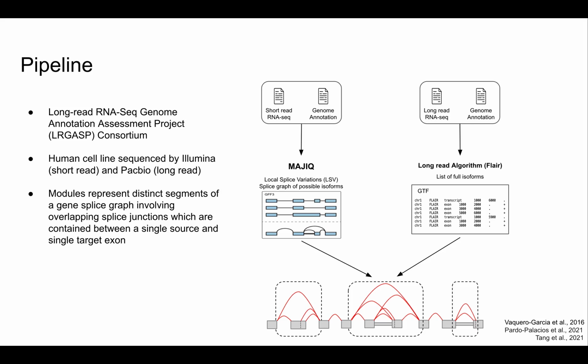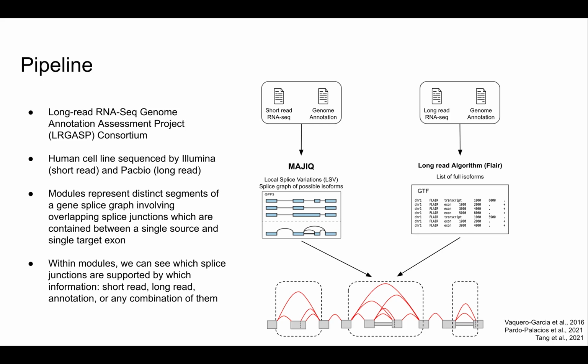A module represents distinct segments of a gene splice graph involving overlapping splice junctions which are contained between a single source and single target exon, like in the black dotted box. As the gene can be complex, having multiple splice variations, we want to focus on the subunit of the gene module with a divide and conquer approach. With the modules, we can see which splice junctions are supported by which information. They can be from short read, long read, annotation, or any combination of them.